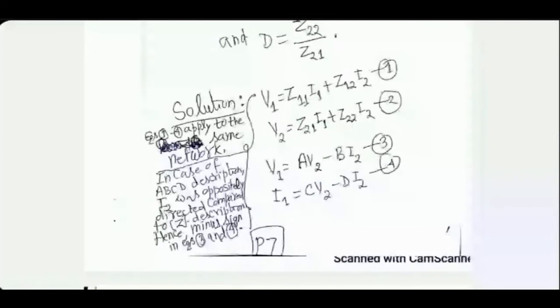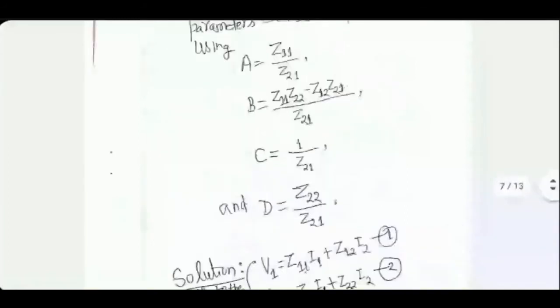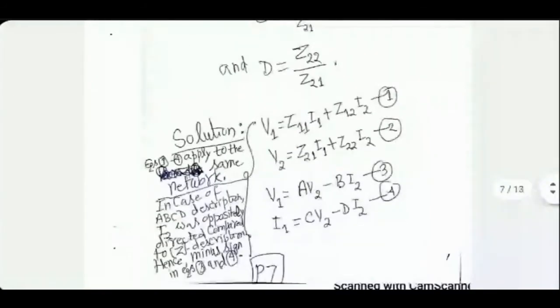When we were talking about Z parameters, I2 was supposed to be going into the port. But when we are talking about ABCD parameters, I2 is supposed to be coming out. That's why in equation 3 and 4, you see a minus sign to make the compatibility between the two definitions. So these four equations now have to be reshaped and we have to figure out formulas for A, B, C, D in terms of Z11, Z12, Z21 and Z22.